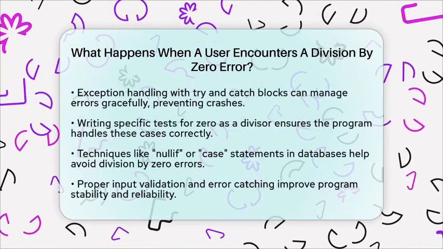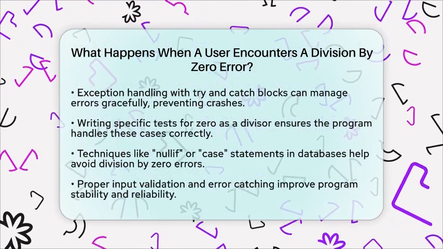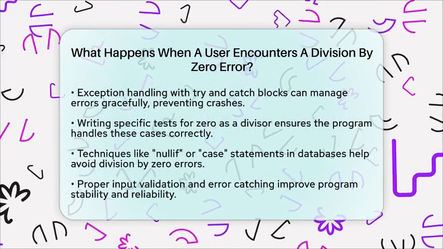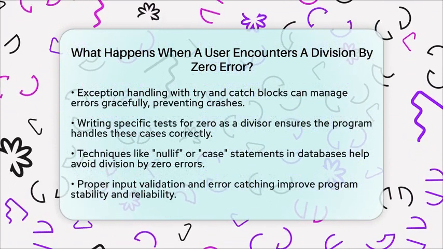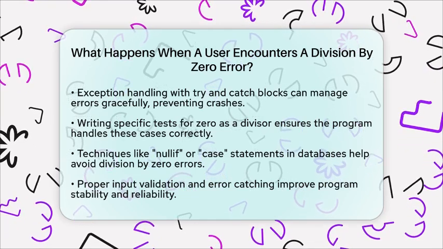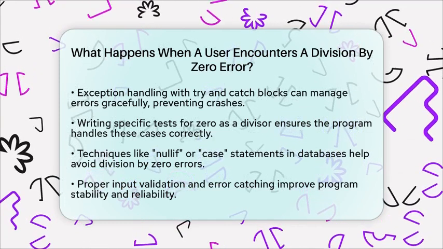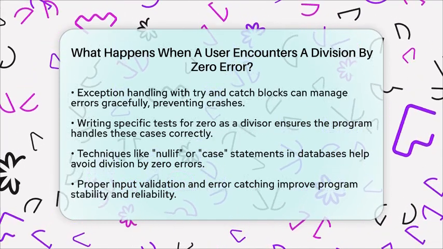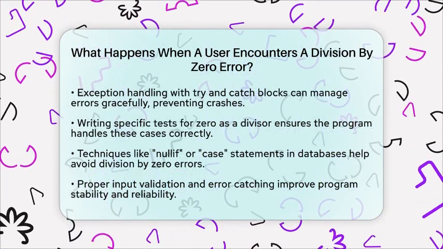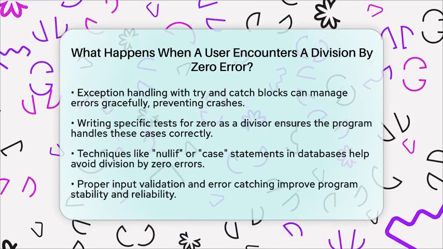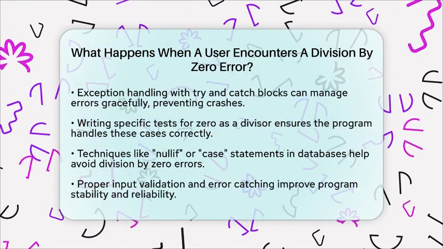Developers also write tests that specifically check for 0 as a divisor. These tests make sure the program behaves correctly when 0 is involved. In database operations, techniques like using nullif or case statements help avoid dividing by 0, preventing runtime errors in data processing. Understanding how to handle division by 0 is key to making programs more stable. By checking inputs and catching errors early, programmers can avoid crashes and keep their applications running smoothly. This approach is an important part of fixing bugs and improving software reliability.